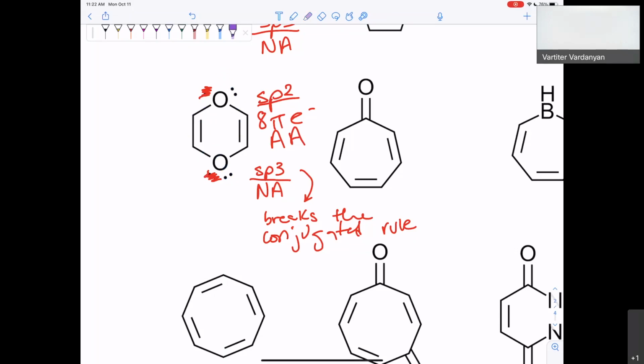All right, so what's more favorable, sp2 being anti or sp3 being non-aromatic? sp3, yes. So both of these guys are sp3. And how many electrons do they donate? 0, yes.